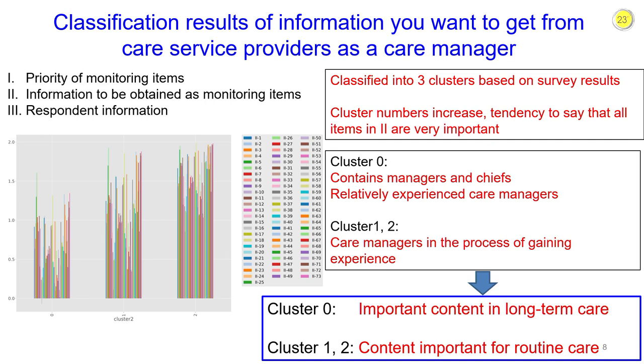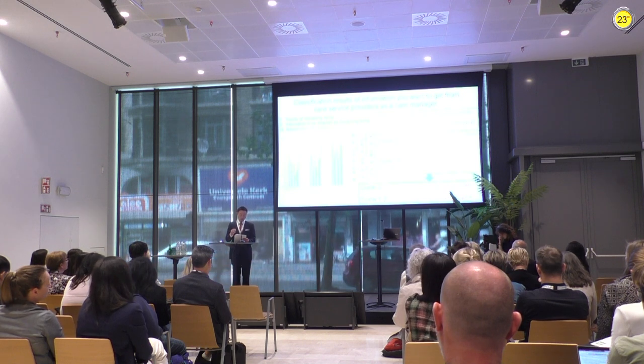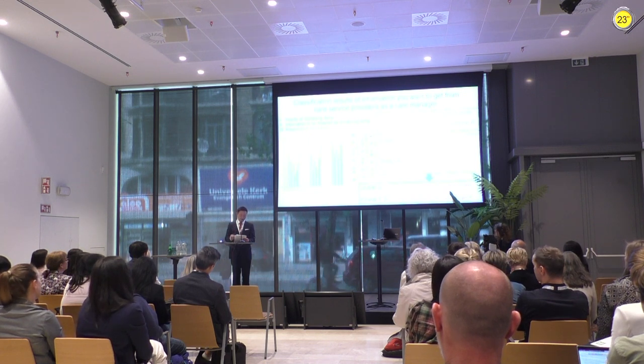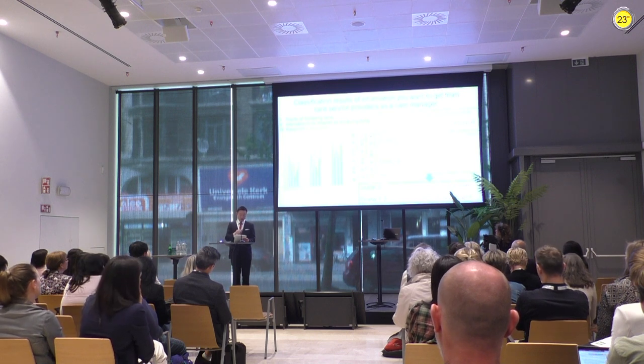Cluster 0 has relatively more experience as a care support specialist and a higher percentage of managers and chief care support specialists. In cluster 2, more than half of the respondents have less than 10 years of experience as a care support specialist, and the proportion of managers and chief care support specialists is low. The data of cluster 1 falls between that of cluster 0 and cluster 2. It can be inferred that the respondents are in the process of gaining experience and transitioning from cluster 2, where they are in the process of gaining experience, to cluster 0, where they have relatively more experience. It can be interpreted this way.